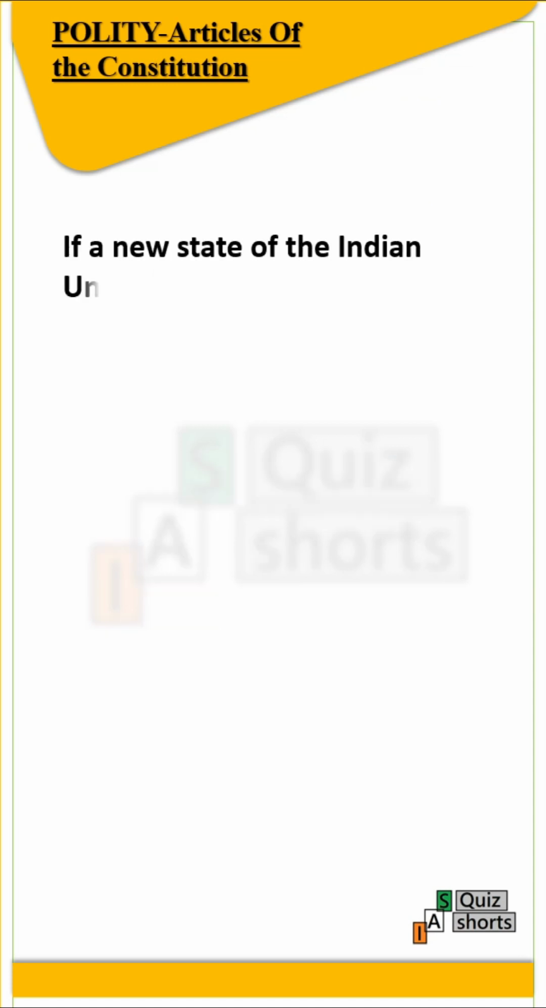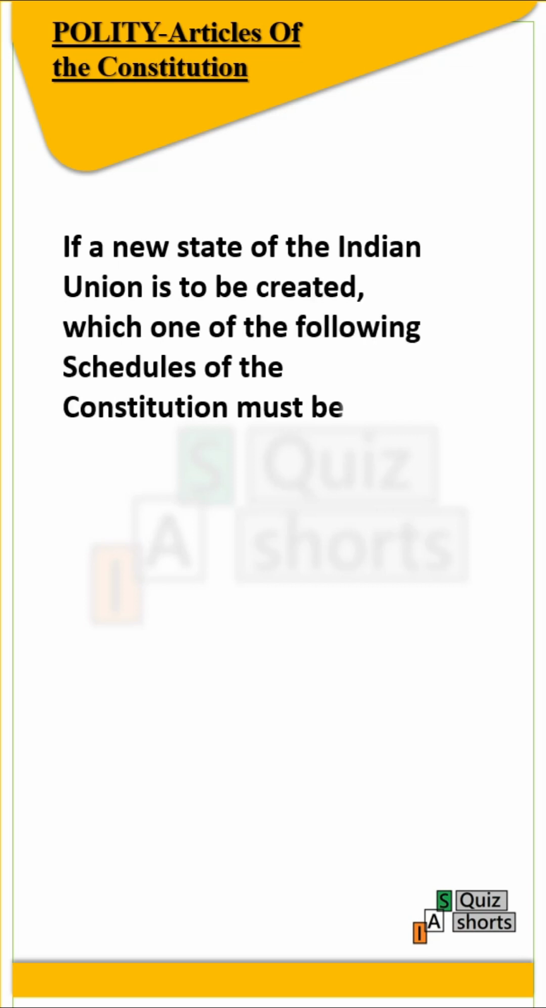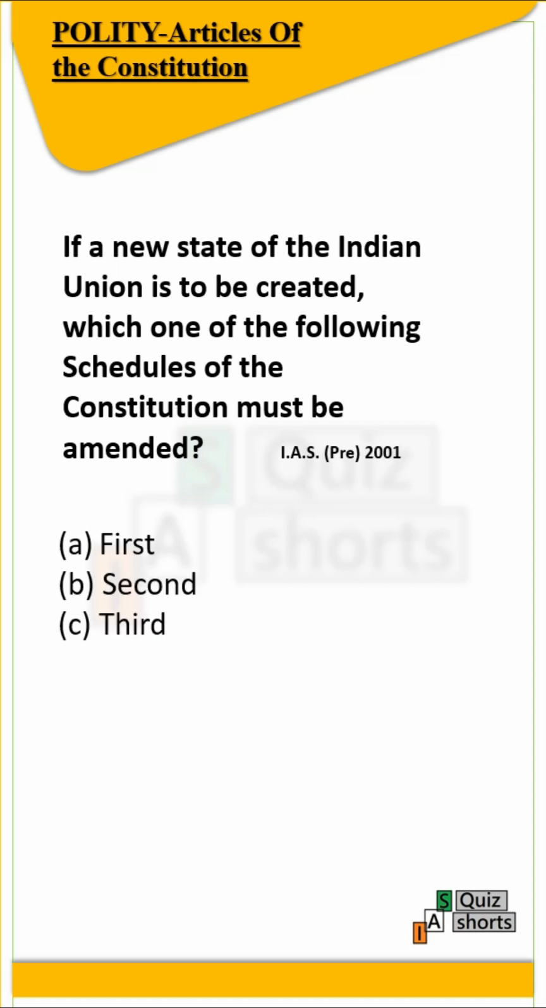If a new state of the Indian Union is to be created, which one of the following schedules of the Constitution must be amended? Option A first, option B second, option C third, option D fourth. Answer is option A, first.